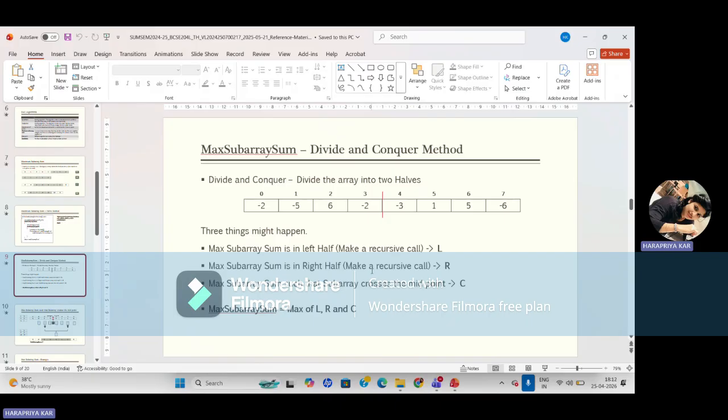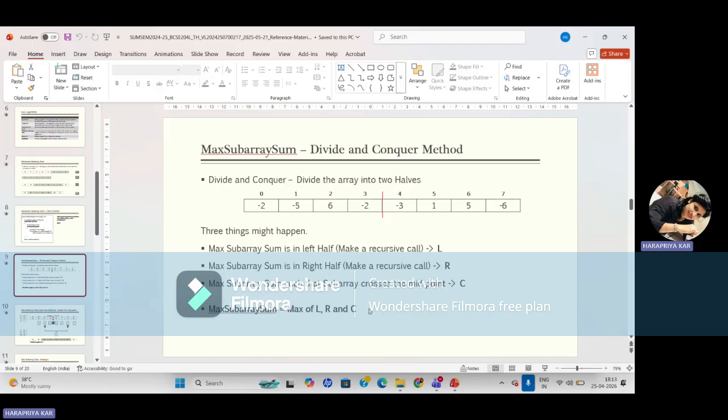So that is marked C, for crosses. Three things will come: one is the left side, another is the right side, and another is crossing the midpoint. That is, the maximum sub-array sum is equal to the max of L, R, and C: the maximum of left, right, and crossing the midpoint. We have to check this whenever we solve the maximum sub-array sum problem using the divide and conquer method.